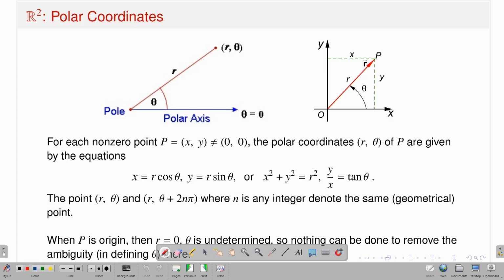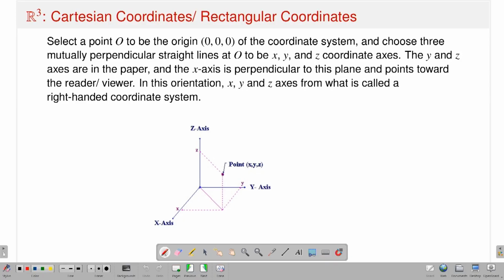Similarly, we look at the three-dimensional case. Before going to that, when P is the origin, what is happening? Then r becomes 0 and theta is undetermined. These polar coordinates are defined only for non-zero points. For the origin, the polar coordinates are not defined because we cannot define theta. Then we move to the three-dimensional space.